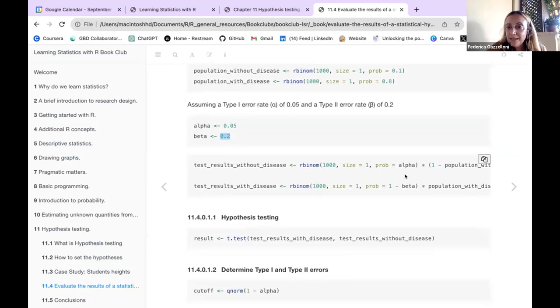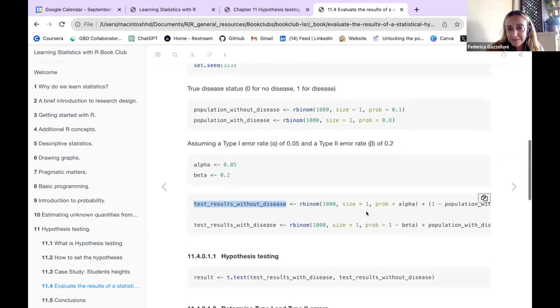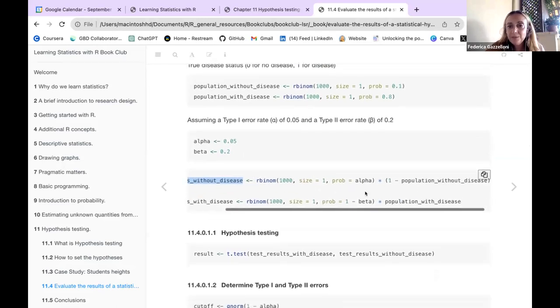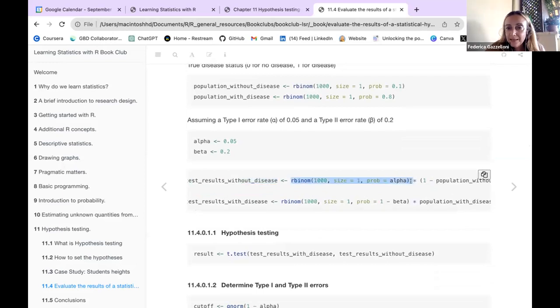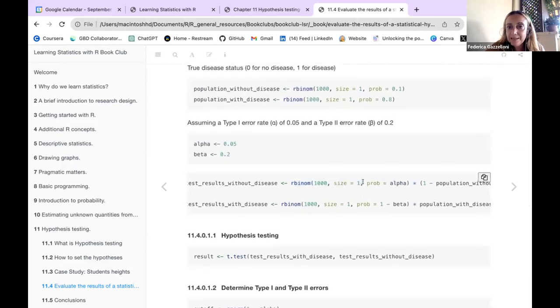Again, what we do is testing, because in this case you need to simulate more than one time. So we simulate the same thing as we did before, the population, but this time the probability is alpha, as well as with the disease, the probability is 1 minus beta. It's basically one minus beta, which is basically alpha.